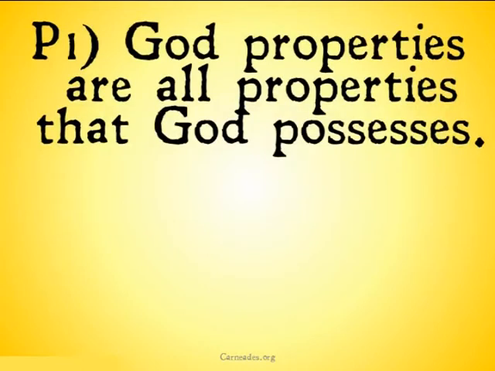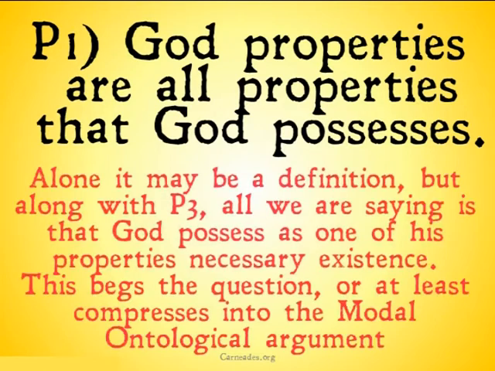So, God properties are all properties that God possesses. In the previous video we said this is just a definition. Well, alone it may be a definition, but along with premise 3, all we're saying is that God possesses necessary existence as one of his properties. This seems to beg the question, or at the very least it collapses into the modal ontological argument. It begs the question because what we're questioning in this argument is whether or not God exists. So with the conjunction of 1 and 3, we're just assuming that God exists, and it doesn't seem that we're arguing anything here at all.